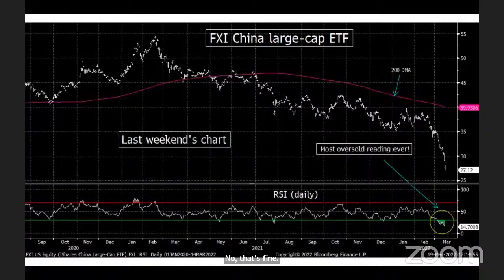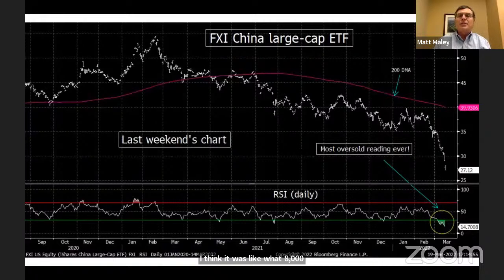So right. And that FXI trade, obviously, in case y'all didn't know, is the actual record at Benzinga for the biggest P&L gain. I think it was like 8,000%, something like that. Yeah, and we'll talk a little about how we went through this. Again, I always do this, I've got to change the chart, but this is the chart from March of last year. It says last weekend's chart. Well, it was last weekend's chart when I made it in March of last year. See how China, the FXI, which is the large cap ETF for China stocks.